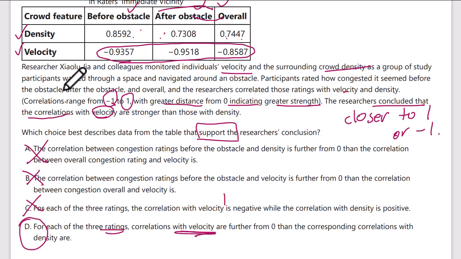Note some of these answer choices are true to the table, but again, they're not relevant, which is often what we look at when we look at the table quantitative command of evidence questions. Some answers will be true to the table, but it also has to answer the question, be relevant, okay, to the claim.